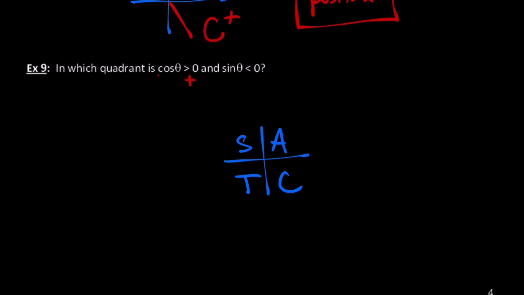So I want to know, where is cosine positive? Cosine's positive where they're all positive and where cosine's positive. So what I'll do is I'll circle those two quadrants. Those are the two quadrants where cosine is positive. Now, what does it say about sine? It's less than 0. So that means sine is negative.